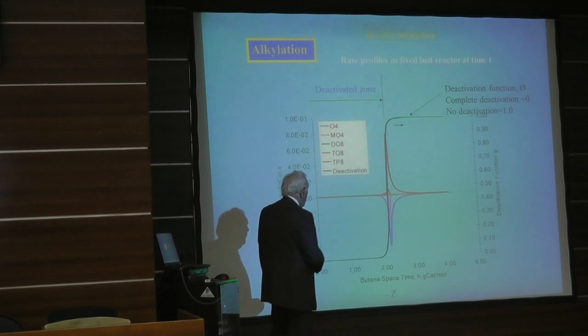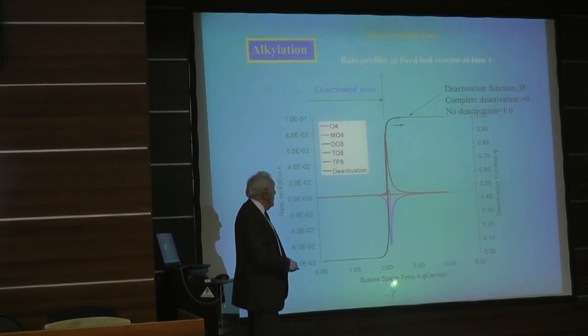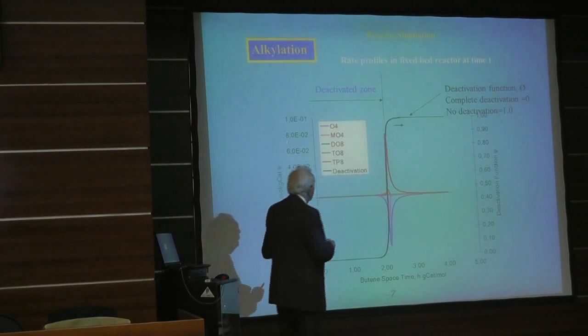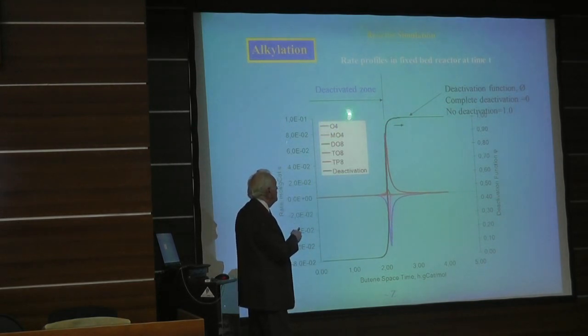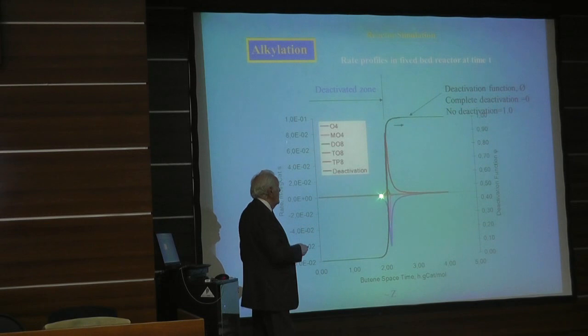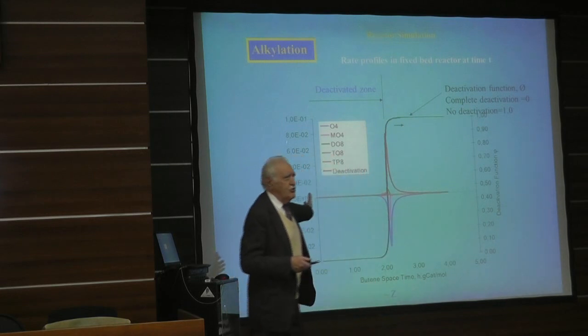Here are the results. This axis is proportional to the distance in the reactor, the length of the reactor. And here are rates which are shown in order. The rates that I want to show are the rates of the olefin feed and the rates of the products. I also want to show the deactivation. What happens is that, as I have shown before, you don't see anything for a long time, and you get the products out of the reactor that you expect, and you're particularly happy. This catalyst does not deactivate.